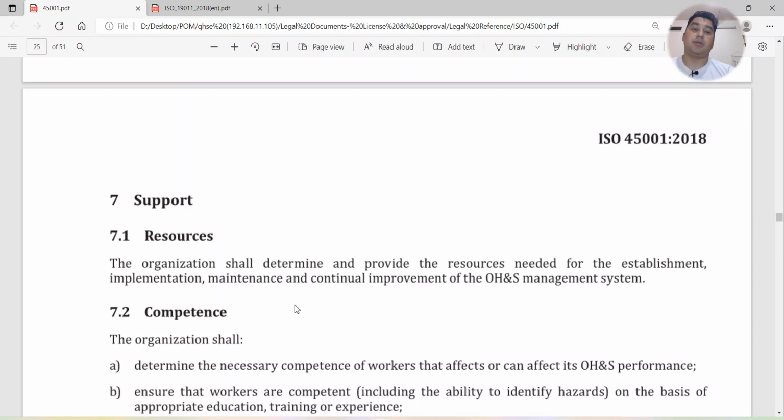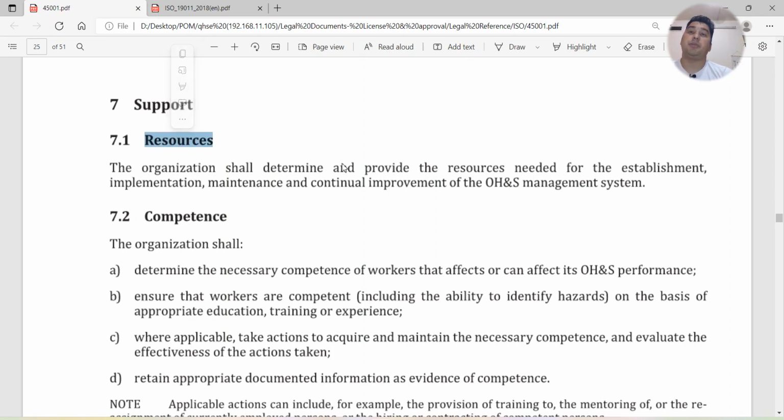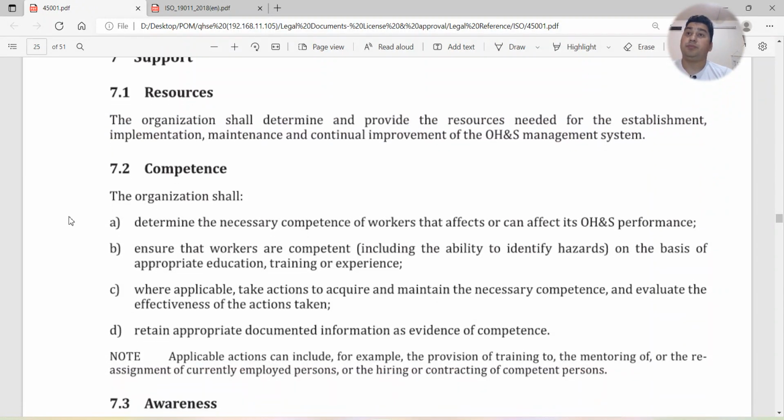After that, we have clause number 7, which is specifically talking about support. Support for what? Support for the business. So clause 7.1 is talking about resources. The organization shall determine and provide the resources needed for the establishment, implementation, maintenance, and continual improvement of the OHS management system. So what resources does the OHS management system need for implementation, updating, and continual improvement? Those resources we need to provide. So competence is also one of the resources.